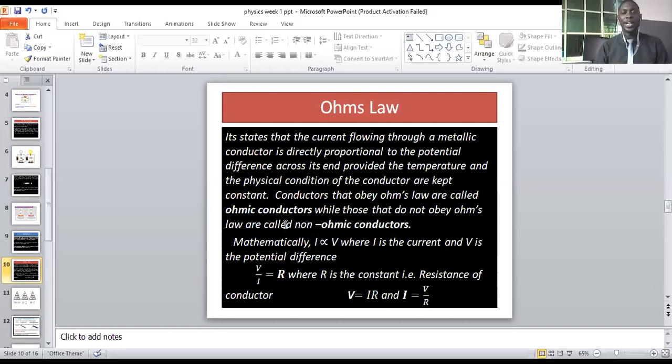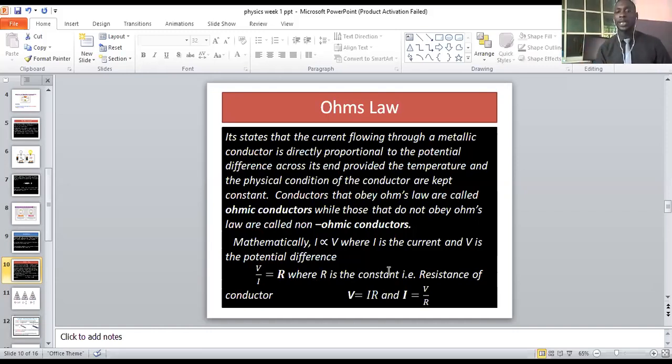Mathematically, I represents the current, while V is the potential difference. This is the mathematical illustration: V is directly proportional to I, where the proportionality sign is used, I is the current and V is the potential difference.